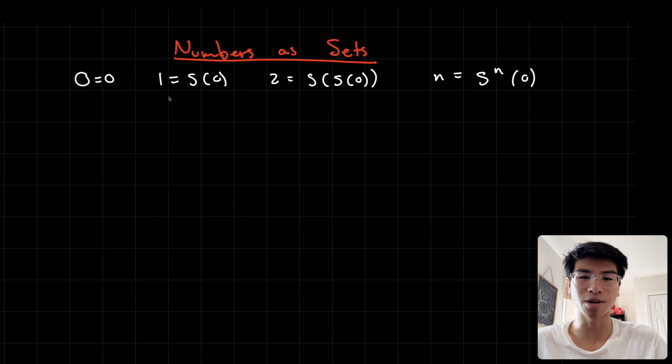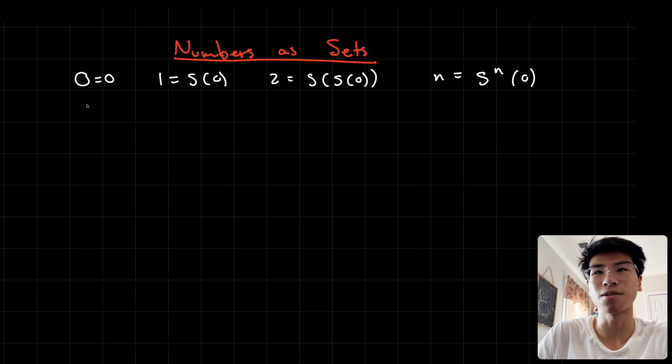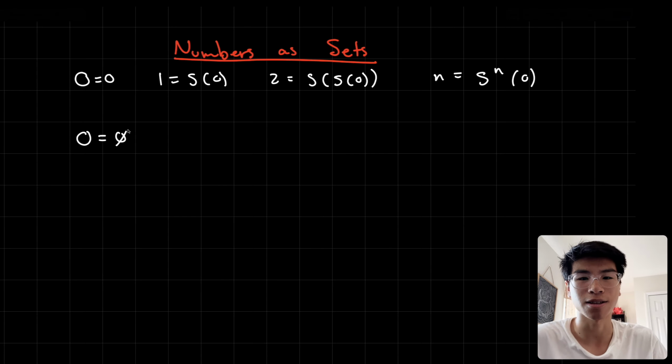Now, when we want to interpret numbers as sets, we should keep two ideas in mind. The first is this idea of cardinality, which we developed in the second video. These sets should have the same cardinality as the number they represent. So, for example, for 0, there's really only one choice: the empty set, the set that contains nothing.